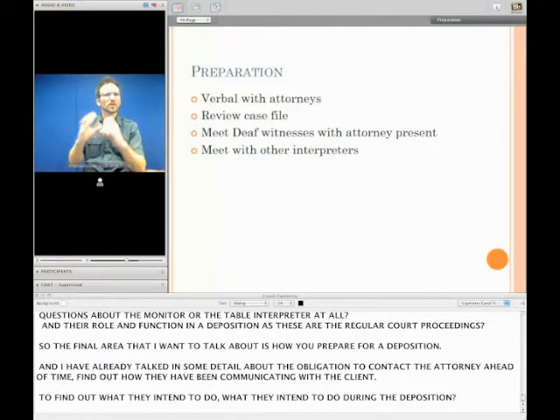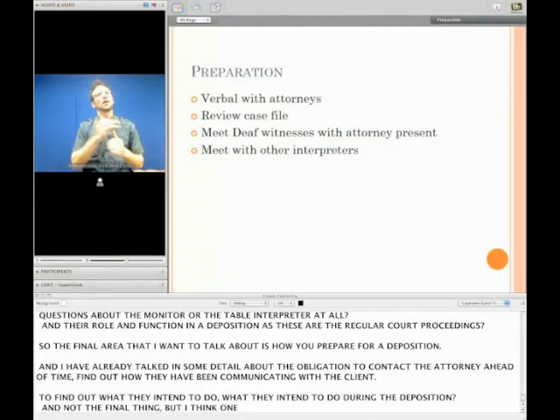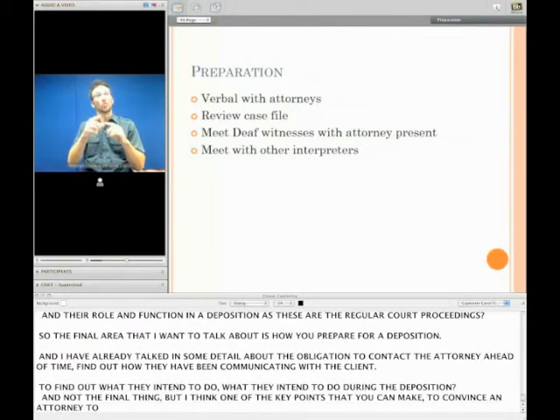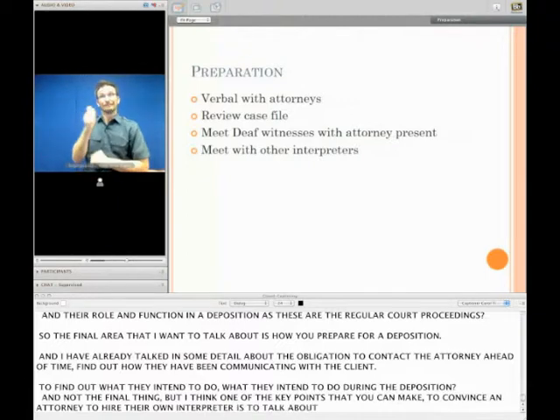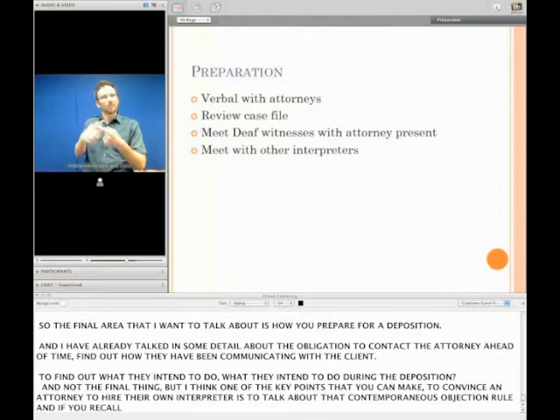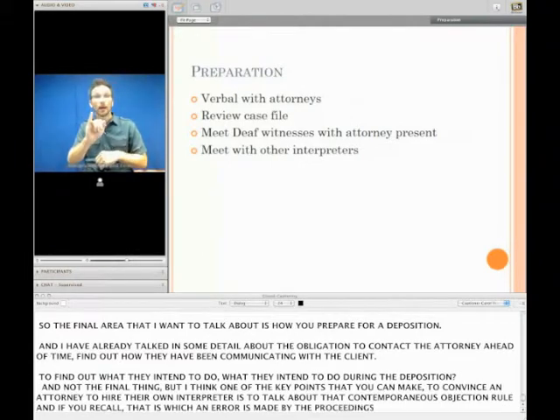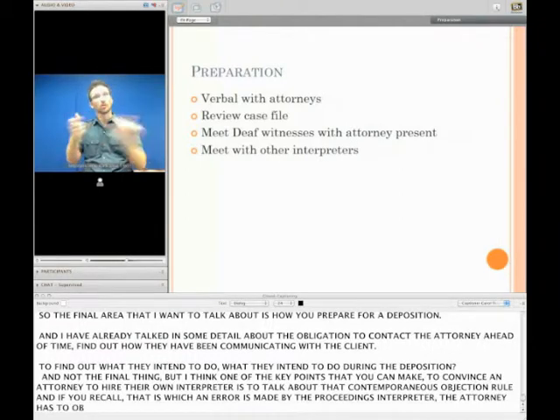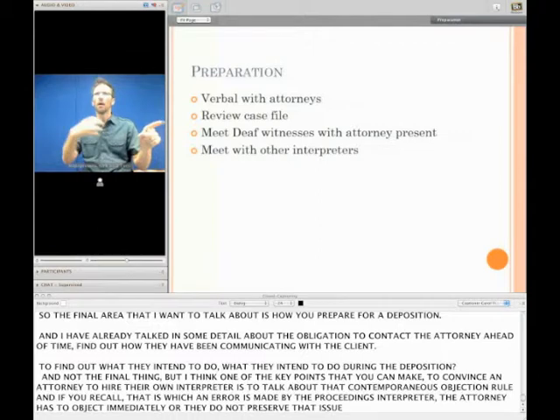And not the final thing, but I think one of the key points that you can make to convince an attorney to hire their own interpreter is to talk about that contemporaneous objection rule. And if you recall, that is when an error is made by the proceedings interpreter, the attorney has to object immediately, or they do not preserve that issue for review, for appeal. So that's really important.